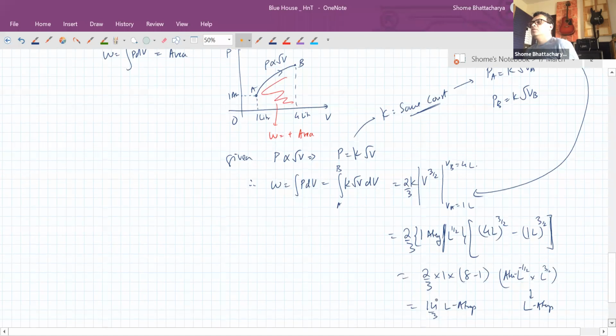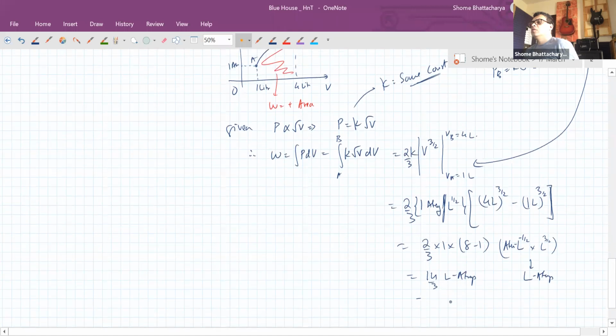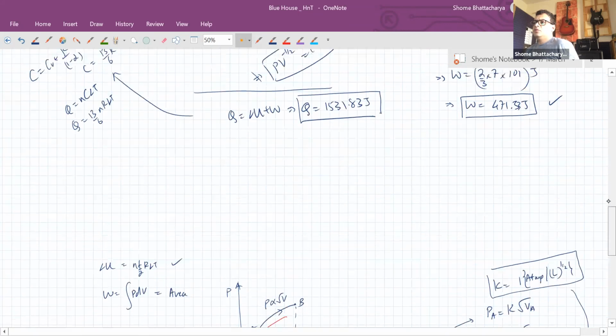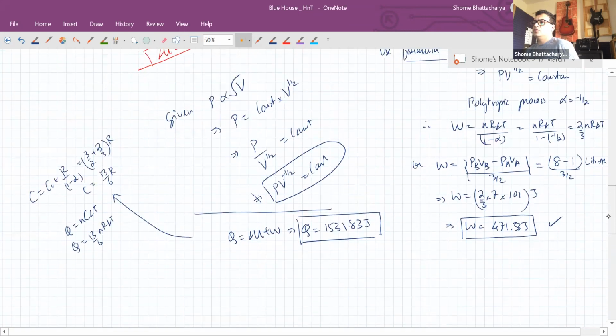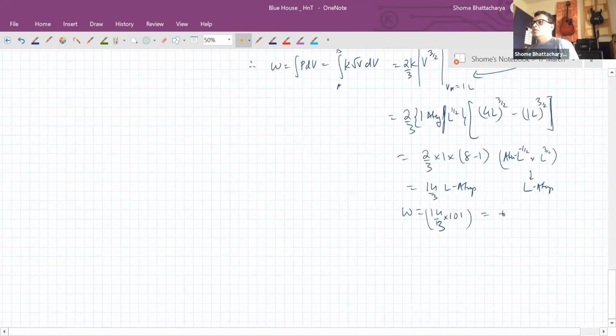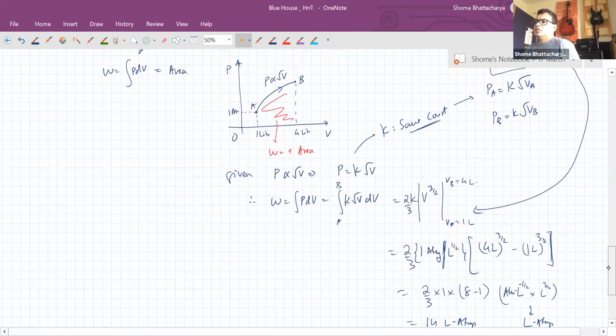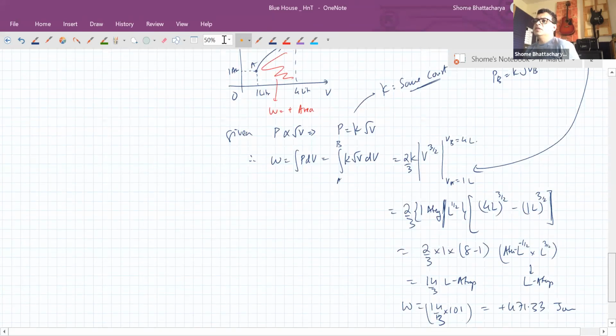Or 14 by 3 into 101, that is the work done. So that will be whatever value we had got here, 14 by 3 into 471.33. So this is the fundamental way of solving.